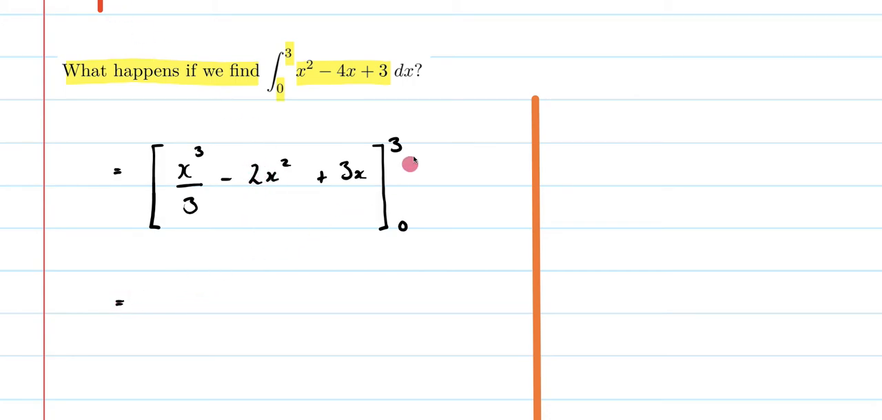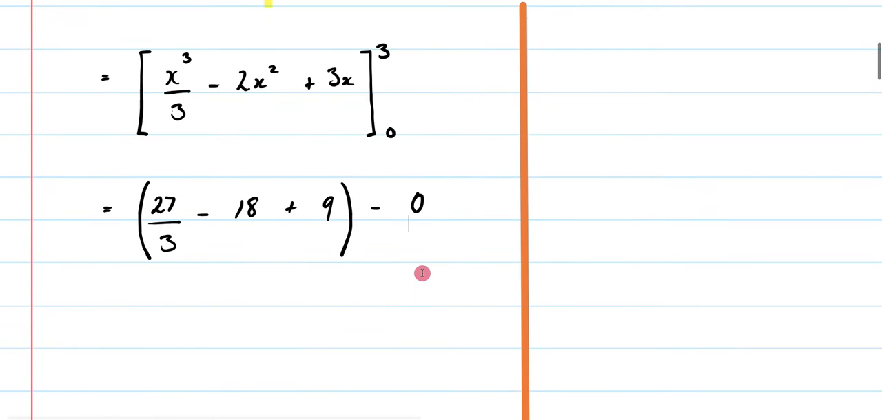Now what I'm going to do is sub in my upper terminal. So it's going to be 27 over 3 minus 3 squared is 9 minus 2 will be 18. And then on this side I'll get 9 because 3 times 3 is 9. And then I'm going to subtract what happens when I sub in my lower terminal. Well, that's just 0. So I'm just going to get 0 there. No point in subbing that in and wasting our time.